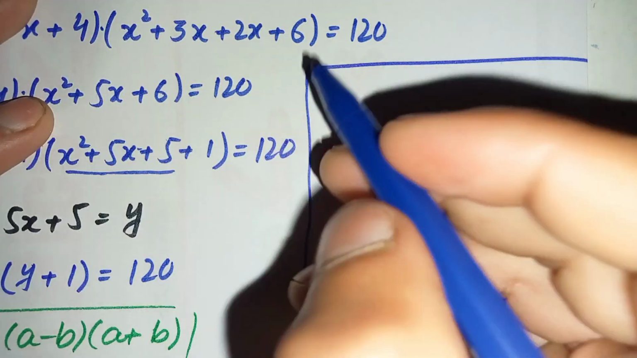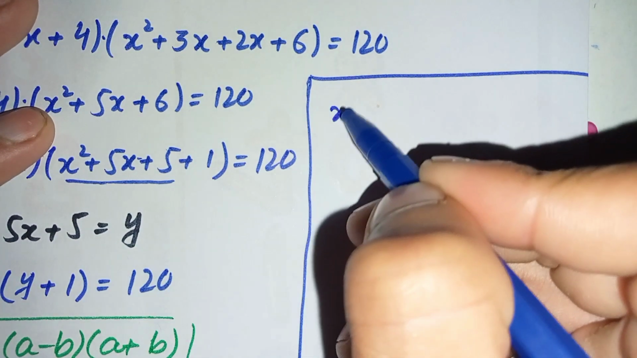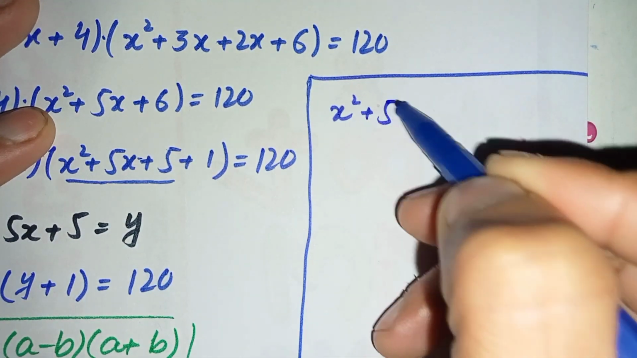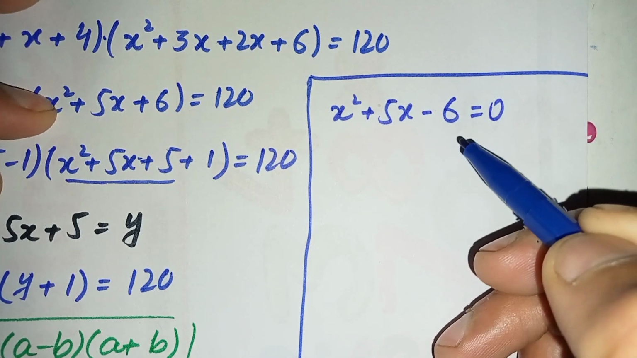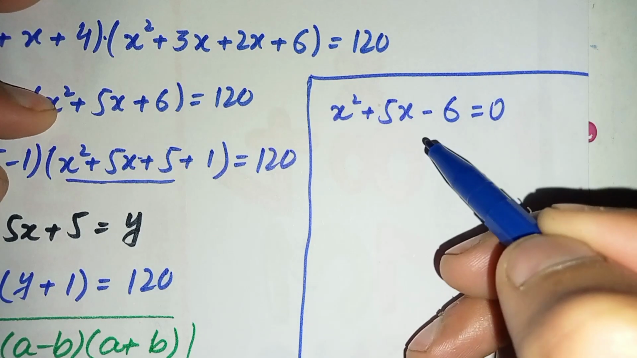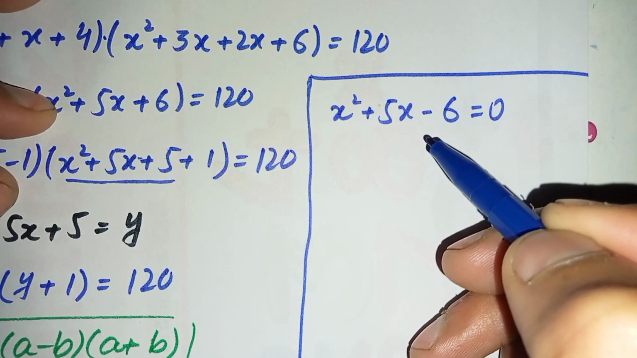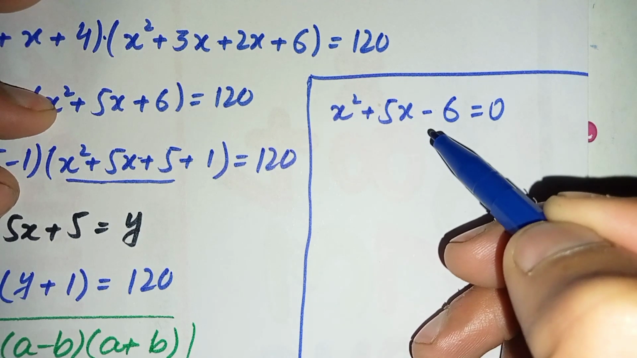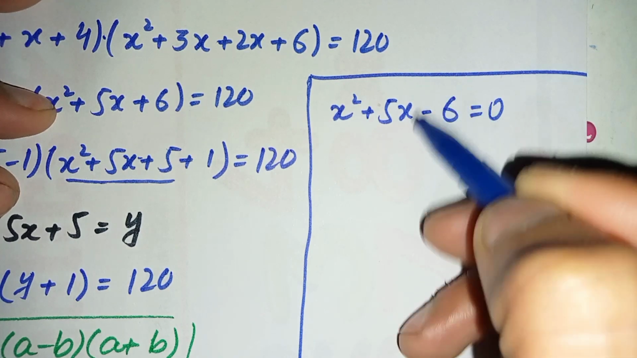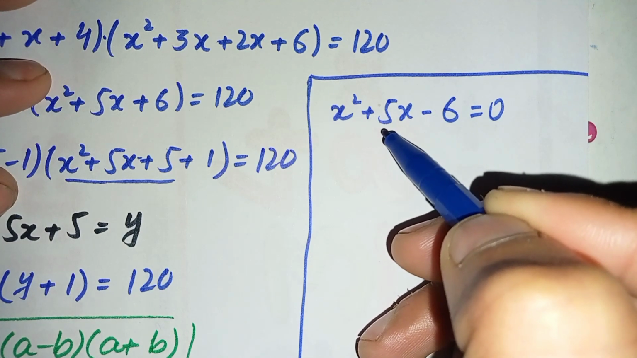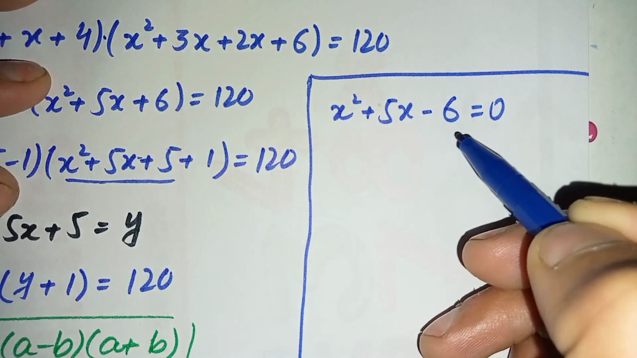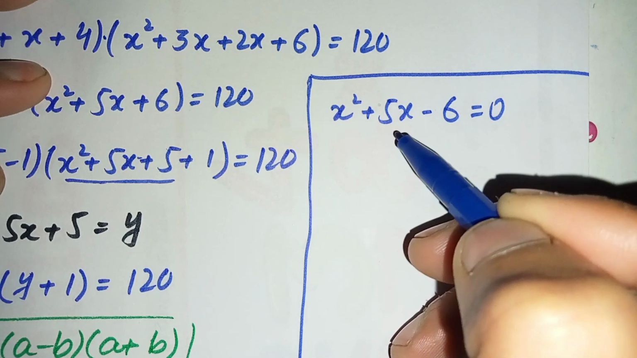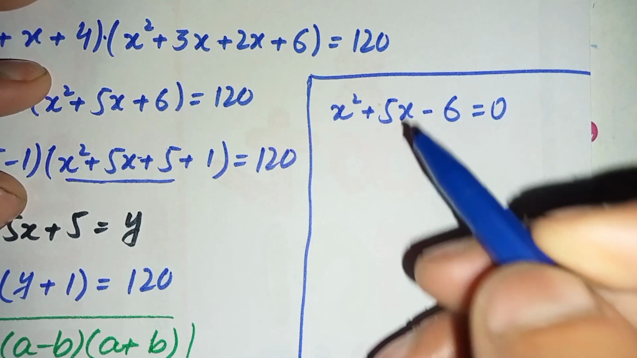Now we will solve this quadratic equation here. So our last quadratic equation is x square plus 5x minus 6 is equal to 0. So this is a quadratic equation, and here we will try to solve it using factorization method. So in factorization method we will need such two numbers whose product is minus 6 and whose sum is 5. So these two numbers are plus 6 and minus 1, because 6 times minus 1 is minus 6 and 6 plus minus 1 is plus 5.